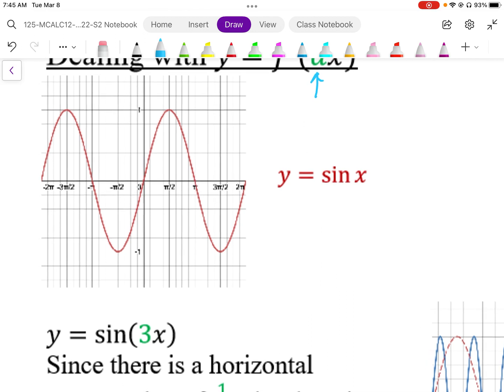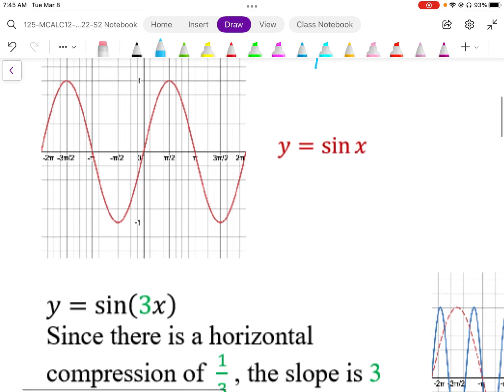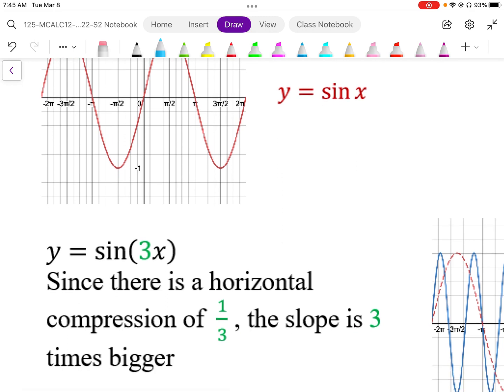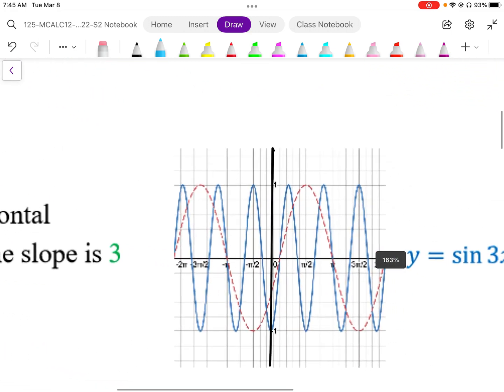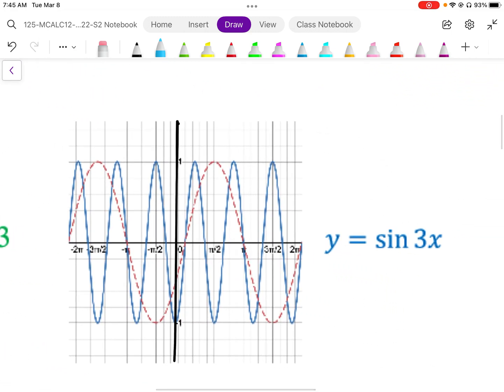So we're going to start with y equals sine x. So there's our sine graph. And we're going to compare it to y equals sine of 3x when we have this horizontal compression. So it's going to compress horizontally 1/3 towards the y-axis. So here's our y equals sine 3x in blue. In red, there is y equals sine x.